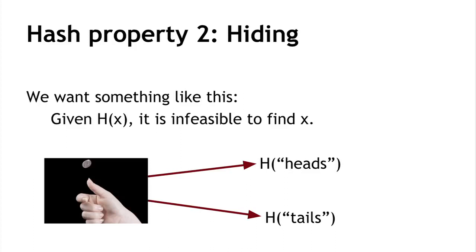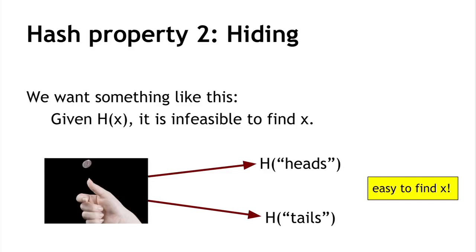Now we ask someone who didn't see the coin flip but only saw this hash output to figure out what the string was that was hashed. That, of course, is going to be easy. It's easy in this scenario to find x. You simply compute the hash of the string heads and the hash of the string tails, and you see which one you got. So in just a couple of steps, you can figure out what x was.